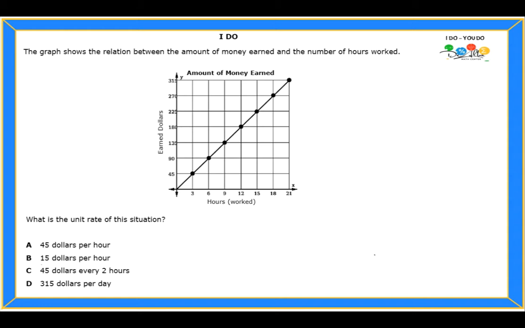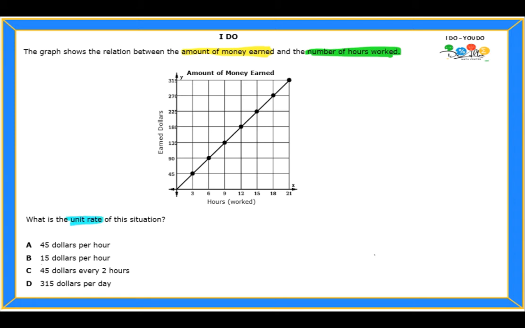Okay, so they're telling us that in this graph, there are two things they're comparing. Number one, the amount of money that someone earns, and the number of hours that the person works. And the question is asking you to find the unit rate.